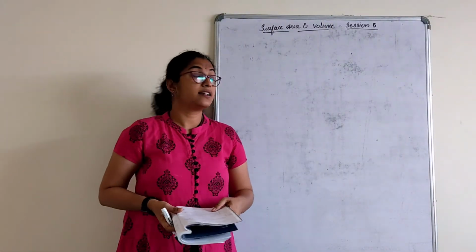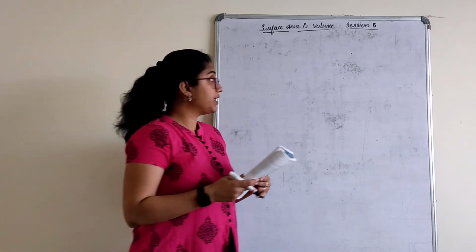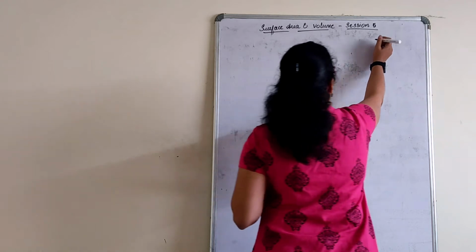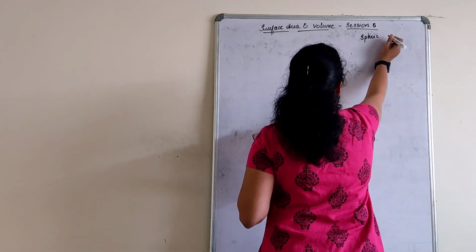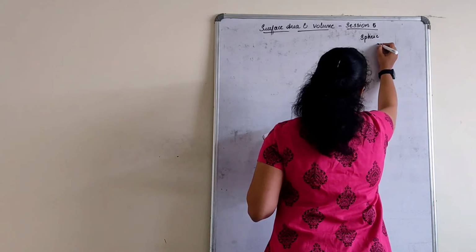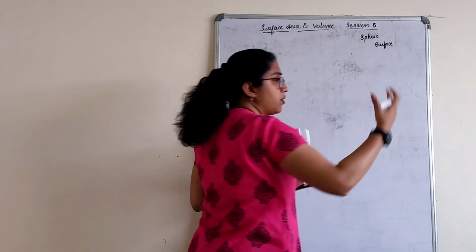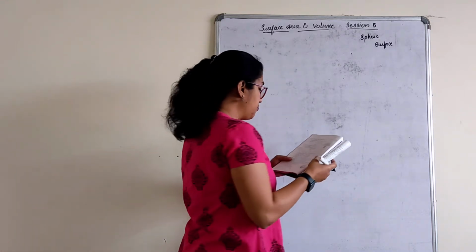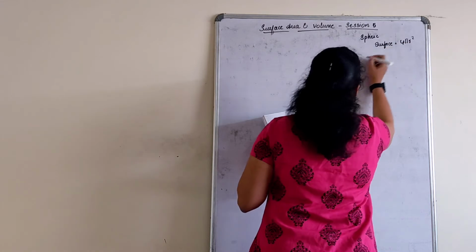Good morning. We'll start session 5 on the chapter Surface Area and Volume. Today we will study the sphere and the hemisphere. When we talk about a sphere, it will only have a surface area, because it is one whole. There is no CSA and TSA. The surface area of the sphere is 4 pi r square.